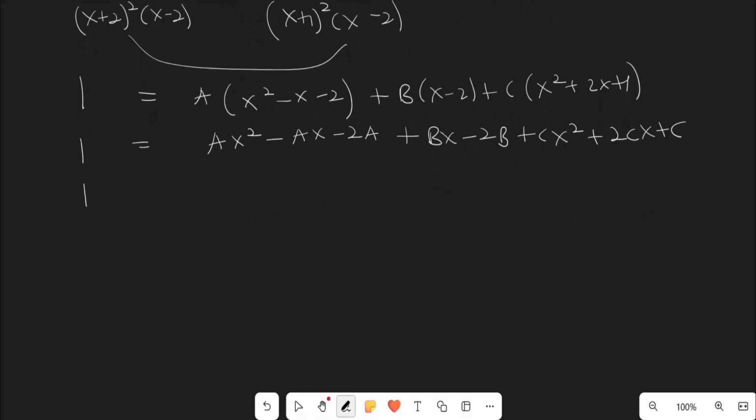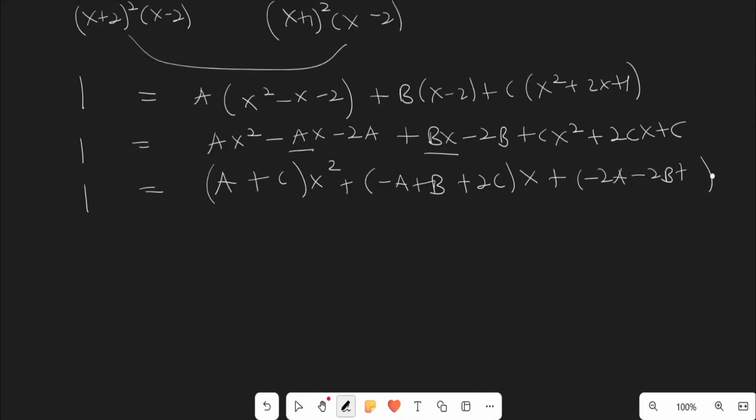Next, we can group like terms by bringing all the x squared terms together. There's only one here, and one there. So that is (a plus c) times x squared. What about the x terms? Plus negative a, b, and then plus 2c, times x. And then the constant, that is negative 2a minus 2b plus c.